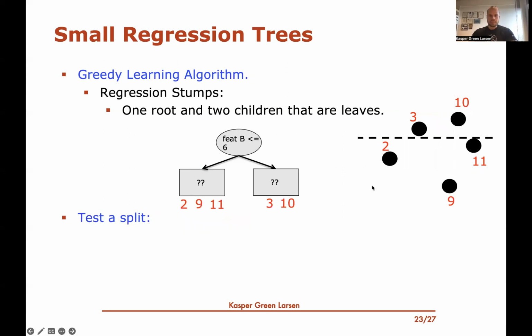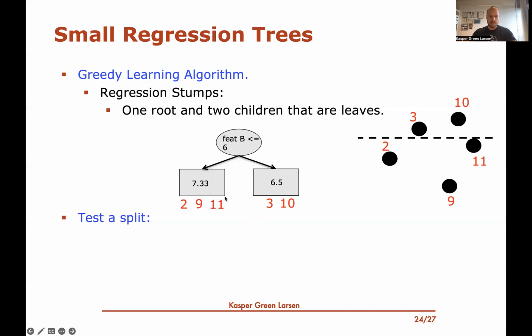So let's try to do it here. Let's say that we're testing this split now, which is a valid split: is feature B less than or equal to 6? If we make this split, in the left child the elements that end up there would be 2, 9, and 11, and in the right child the elements would be 3 and 10. To test the split, we need to figure out the best value to return in the 2 leaves. So we have to return the mean.